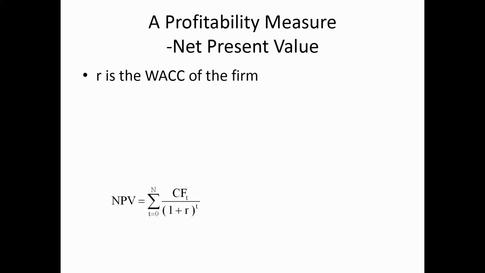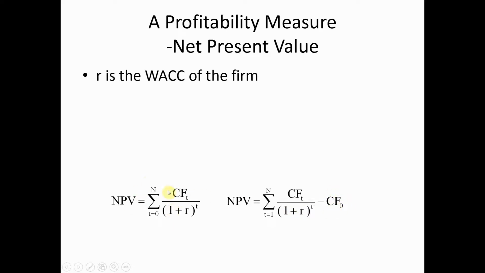So if you look at the profitability method, we will use the NPV. In this case, the NPV equals the summation of all future cash flows discounted to today's dollars minus your initial investment today.